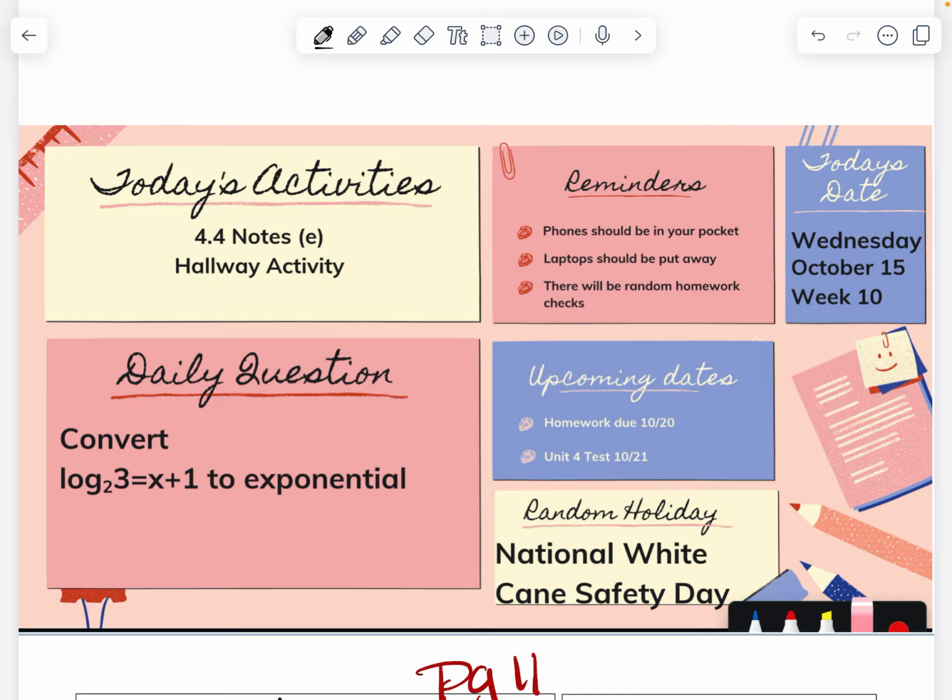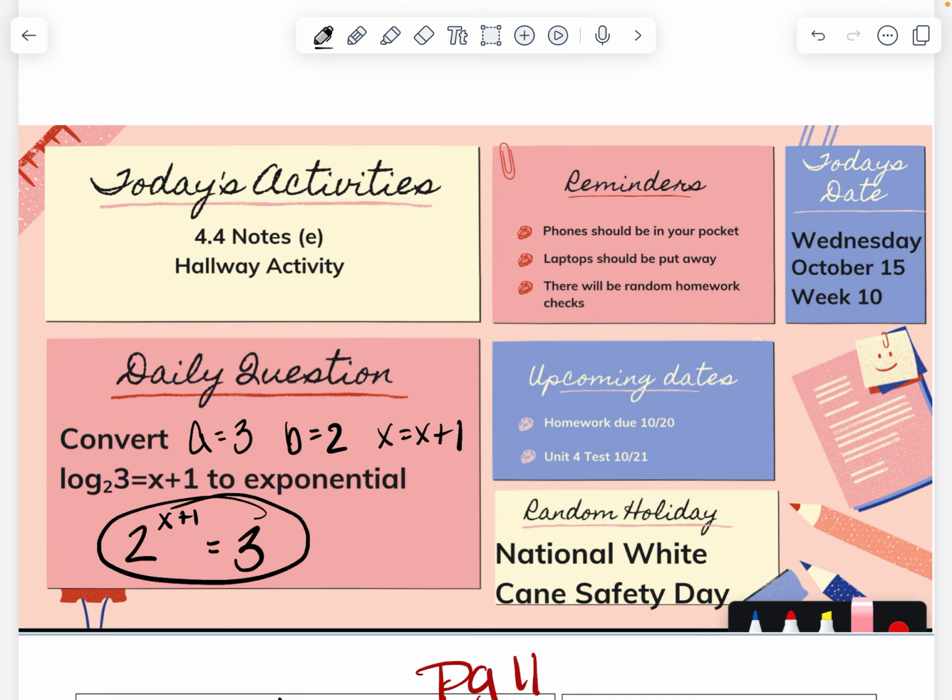Okay, so you're going to have your A value of 3, your B value of 2, and your X value should be X plus 1. You go ahead and put that all into the exponential form. So I'm going to have my B to the X equals A, and that would be your solution.